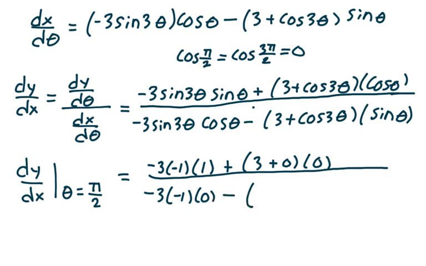And then, now, cosine of 3π/2, because remember, we're evaluating at π/2, is 0, so we get 3 plus 0. And then sine of π/2, that's 1. So negative 3 times negative 1 is positive 3. Positive 3 times 1 is 3. So I get 3 on top. On the bottom, I get negative 3. And so dy/dx at θ equal π/2 is negative 1. And that's how we do problem number 2D.